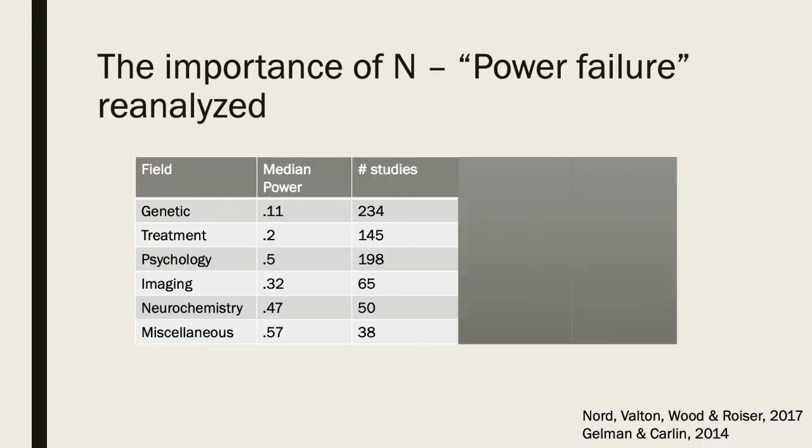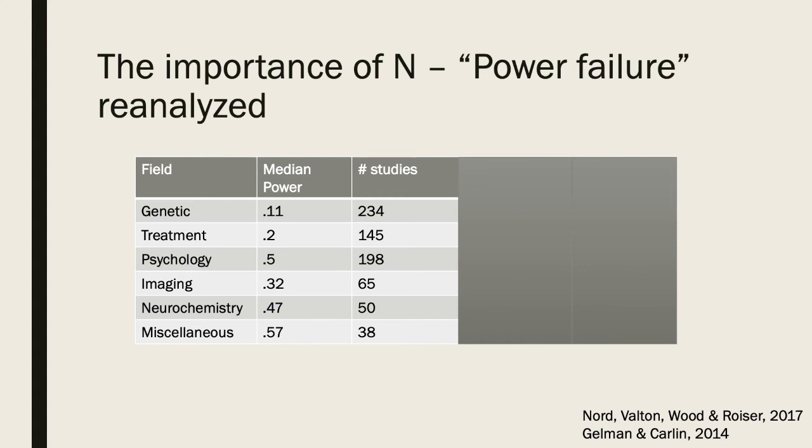So there was a kind of retake of that power failure paper where the authors did some good work in saying, neuroscience is a big field. There's heterogeneity in the field. There's lots of different types of neuroscience. Some of those areas of neuroscience have more severe power issues than others. And so they divided it up, and they did some other interesting stuff, but for our purposes, they divided it up into genetic, treatment studies, psychology studies, imaging studies, neurochemistry, and miscellaneous.